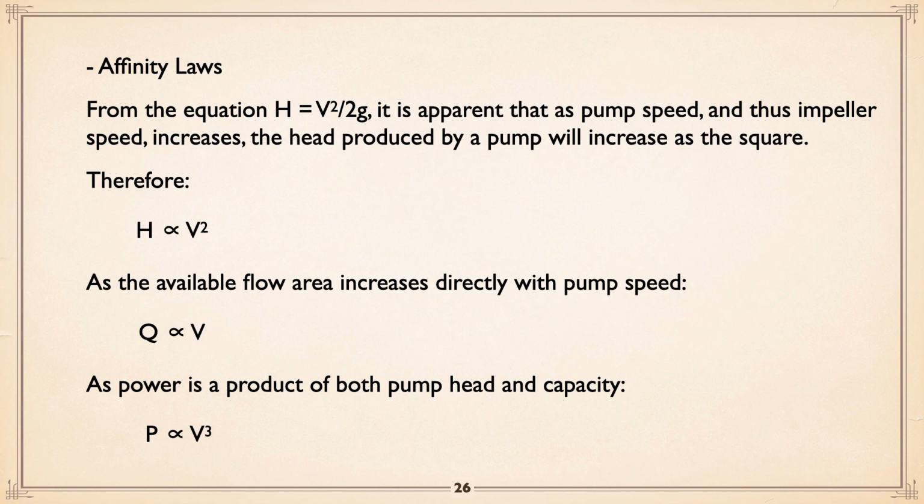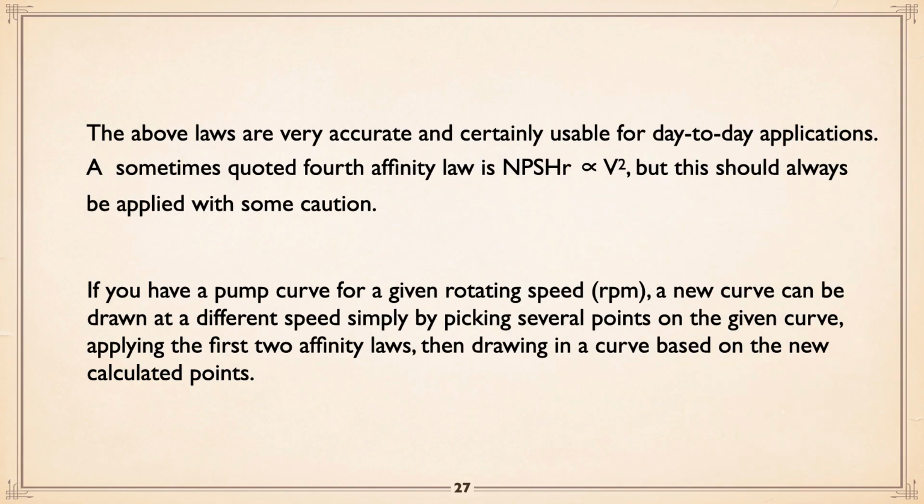The flow, or flow area, varies directly with pump speed. So if you've got a point on a pump curve and you double the speed, you double the capacity at that particular point. And as power is a product of both pump head and capacity, power varies as velocity cubed. These laws are very accurate and certainly more than good enough for day to day. A sometimes quoted fourth law is that NPSH required varies as the square of velocity, but I'd use that with some caution. Better if you can go to the manufacturers.